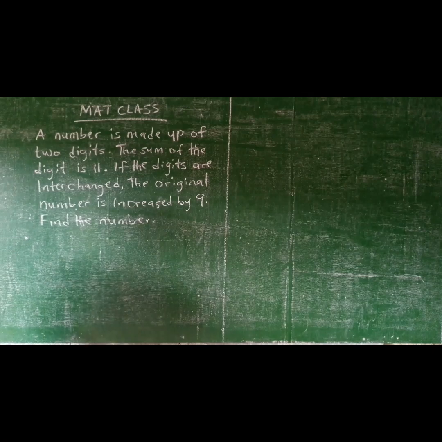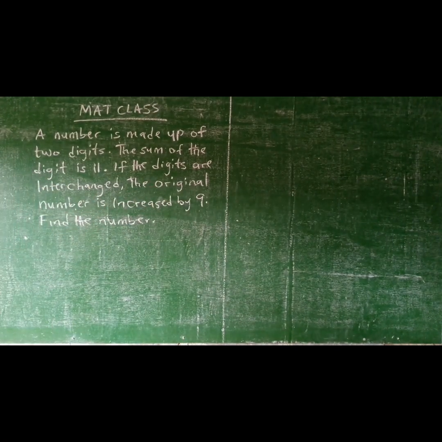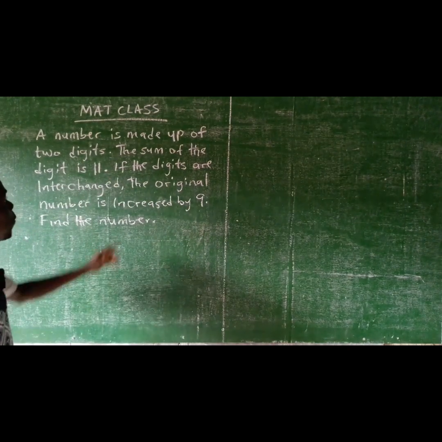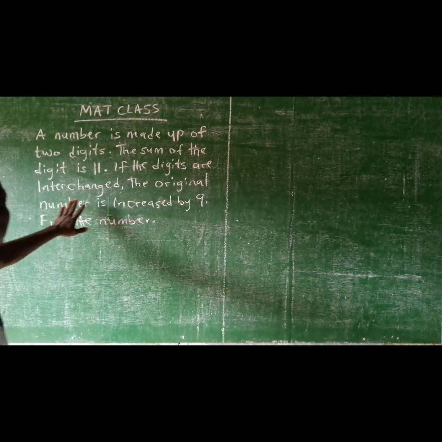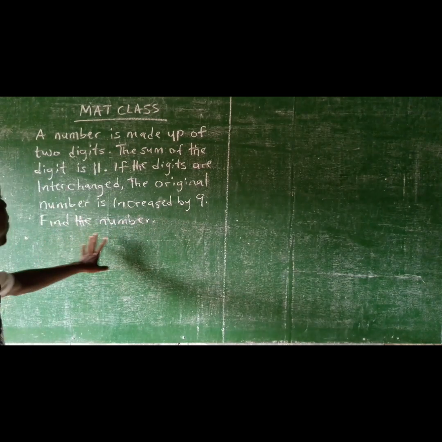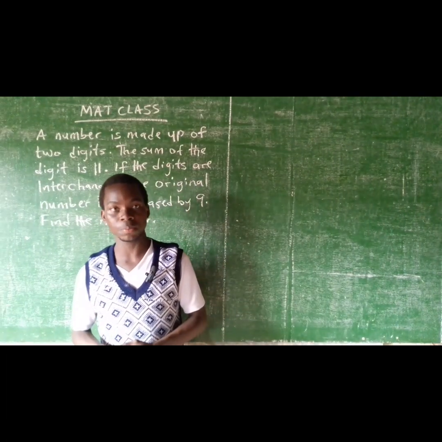Now look at the question given to us. They say a number is made up of two digits. The sum of the digits is 11. Here we are having 11. If the digits are interchanged, the original number is increased by 9. Find the number. How do we want to solve this kind of question?